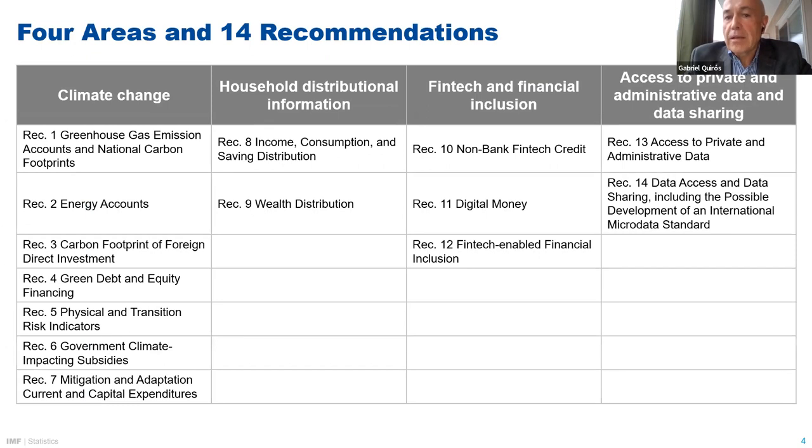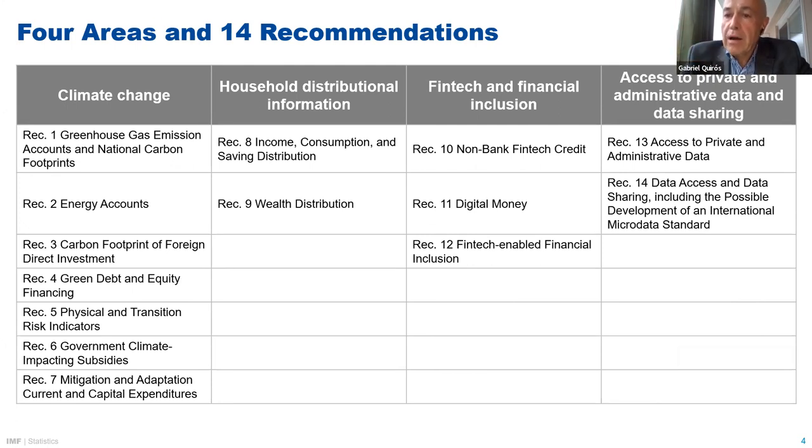Basically, there are four domains. The four domains are climate change, which is the topic of today's session, but also let's not forget that under the guidance of the Italian president, G20 and Italian presidency, and confirmed by the Indonesia G20 presidency, we are talking in this new DEI work plan, two indicators on household distributional information, three indicators on new financial technology services and the way these new financial technological services give the possibility of having a better financial inclusion.